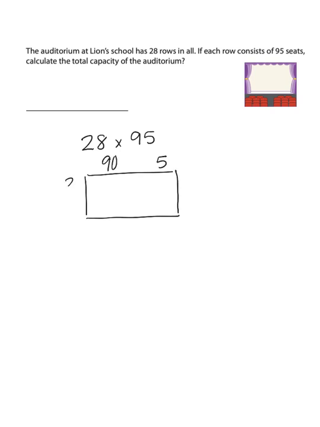Okay, so let's go over this problem. There are 28 rows of 95 seats. So that's 28 times 95. I can't use the distributive property, so I'm going to use the box method.